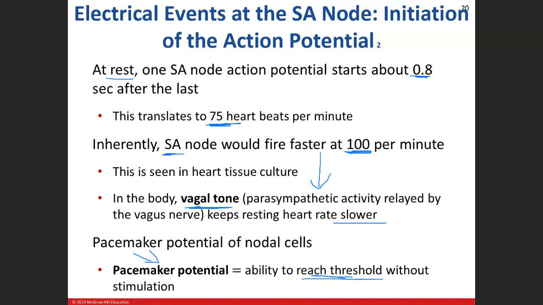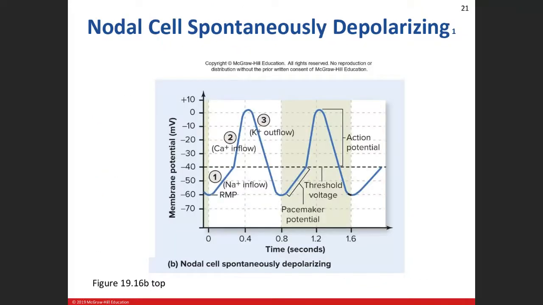So that's what allows these cells to beat on their own, or I should say, to depolarize on their own. If we were to put an electrode into these cells like we did with the neuron and see how the actual cell depolarizes, this is what it looks like here. Here's our threshold value of -40. Here's our resting membrane potential of -60.